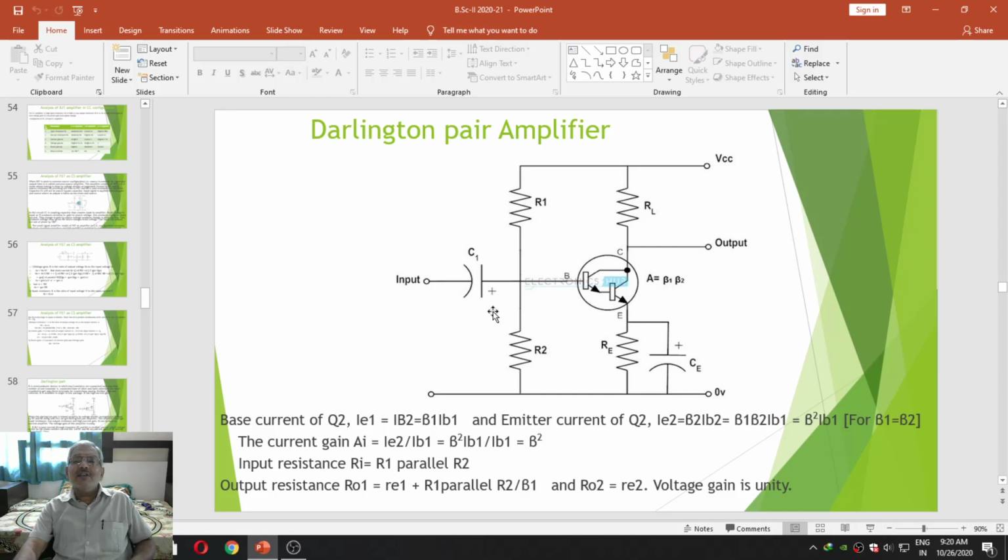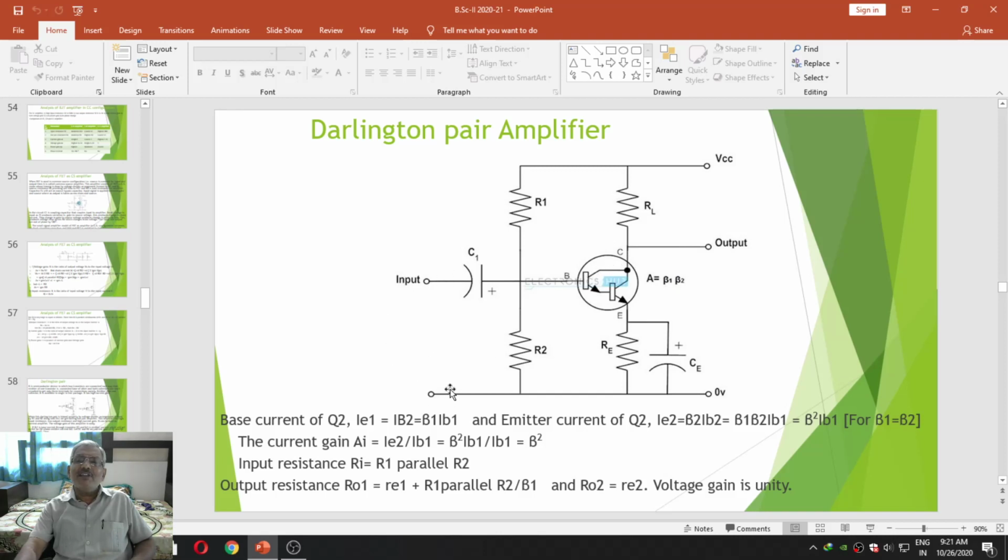This capacitor is used to couple the input signal to be amplified to the base of the Darlington pair. As a result, it produces amplified output, especially current, at the collector of the Darlington pair. As we are well aware that it is a current amplifier, its input impedance is high, output impedance is low, current gain is high, and it is a unit voltage gain amplifier.